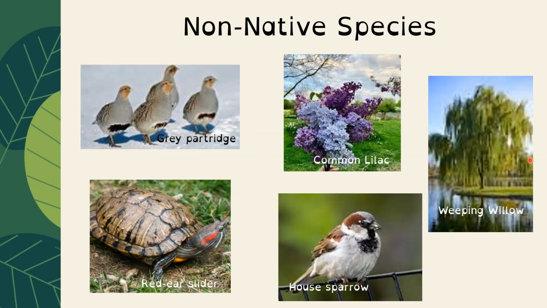Here are some non-native species. These ones I did write the names on. Gray partridge, a red-eared slider turtle, a house sparrow, a weeping willow, and the common lilac, which I said that the other one was a lilac, but I was wrong. So these are all non-native species that are now in Canada.